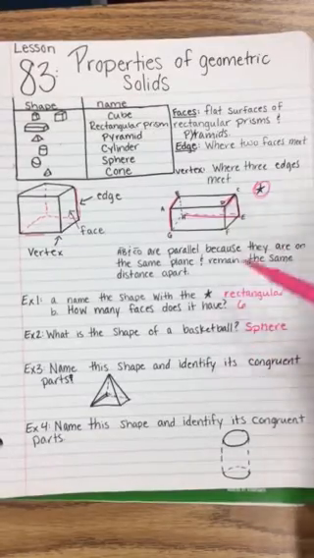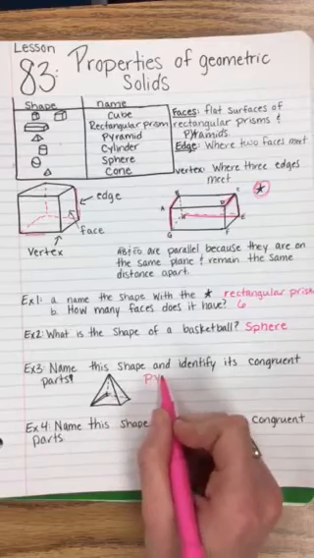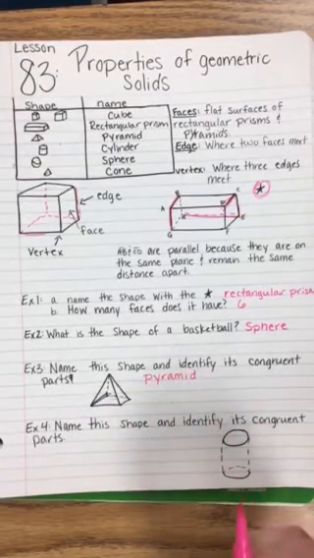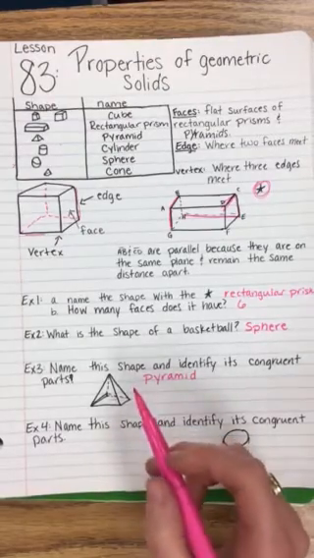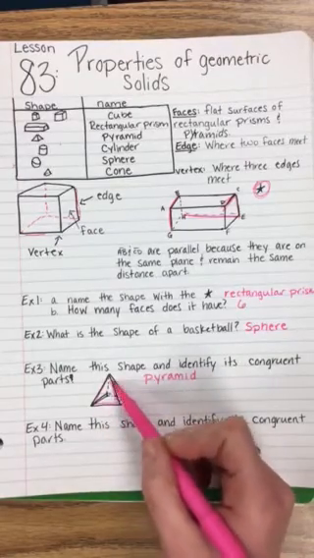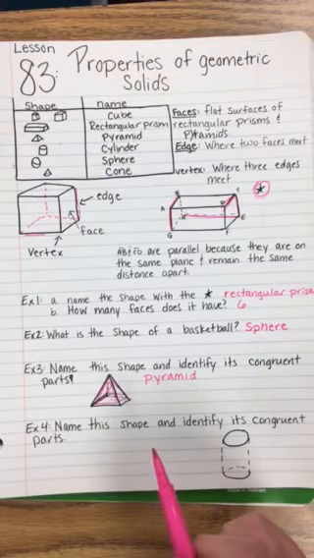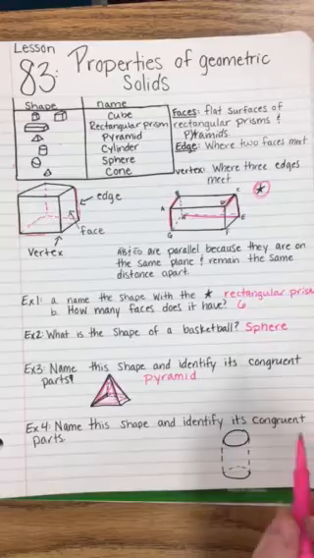Example 3, name this shape and identify its congruent parts. This shape is called a pyramid, and it has 4 congruent triangular faces. They are 1, 2, 3, and 4. There are 4 congruent triangular faces because they're all the same shape and size.